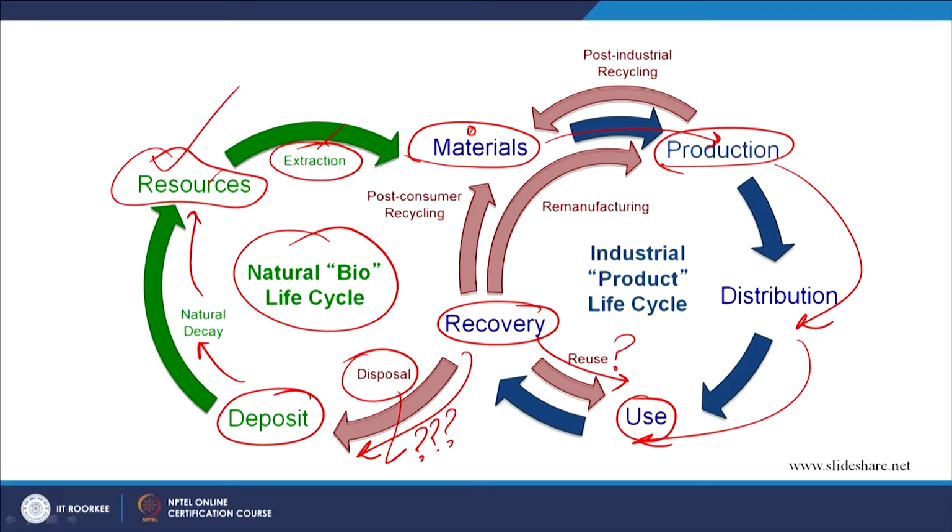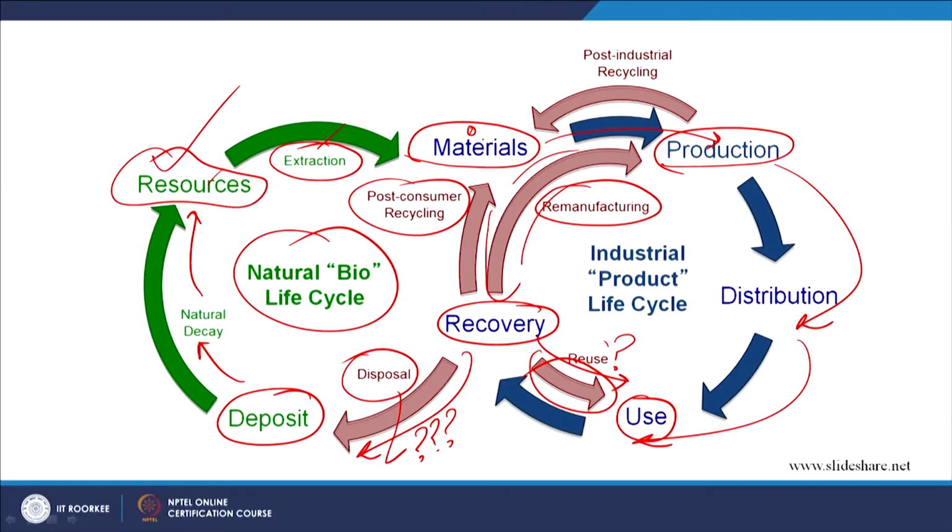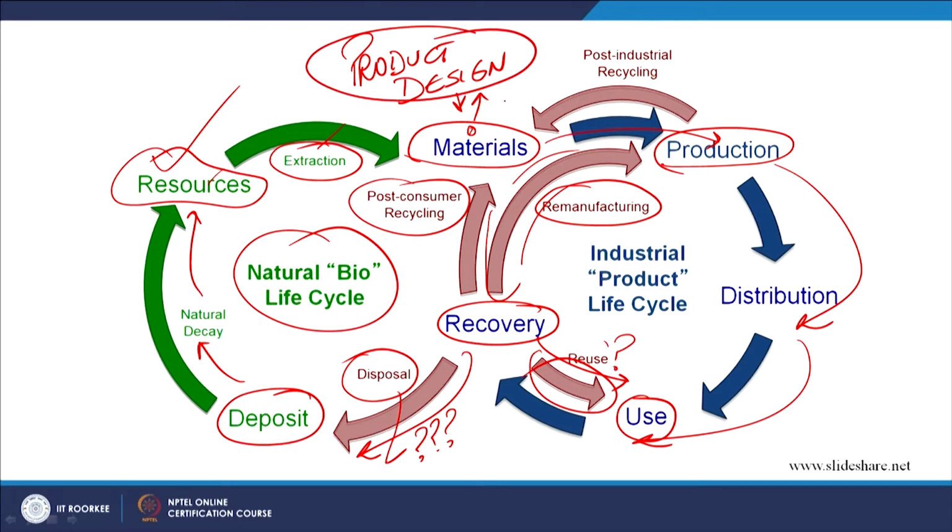So this cycle. The most important part is this brown color part, where remanufacturing is there, reuse is there, post consumer recycling is also there. These are the catch words. When we are designing, where do we select the material? We select these during the product design stage. Which means that when we are designing our product, we must choose the materials which can be easily disposed of into the environment or which can be reused.